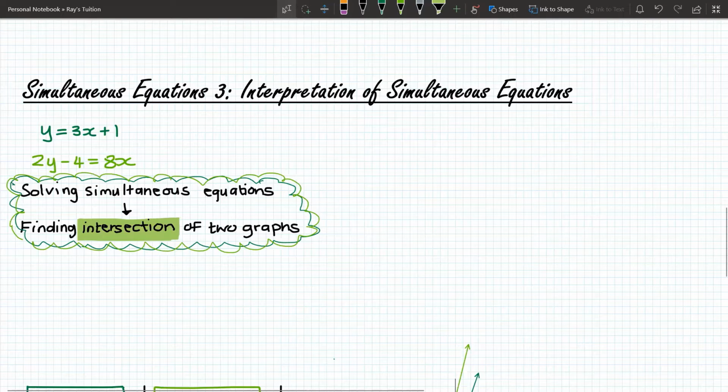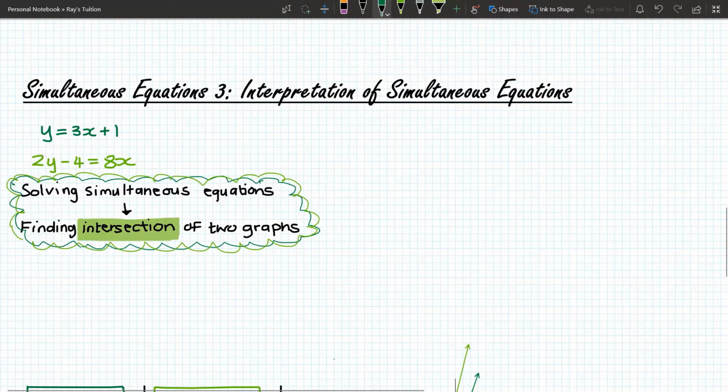During this video we will be having a look at the interpretation of simultaneous equations. So simultaneous equations are two or more equations solving for two or more variables. In most cases in these videos we have a look at two variables x and y, and we are solving for the point of intersection on a two-dimensional plane.